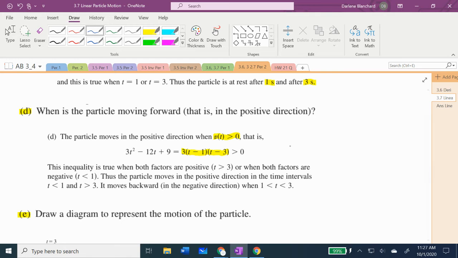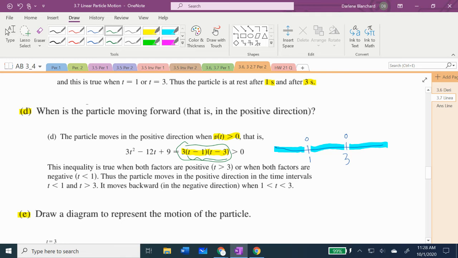What you want to realize is this quadratic is equal to 0 at 1 and 3. So if I look at this as a number line for t values, these are the t values where the velocity is equal to 0. This creates 3 sections of time at which the velocity is forced to either stay positive for that entire time or negative for that entire time.